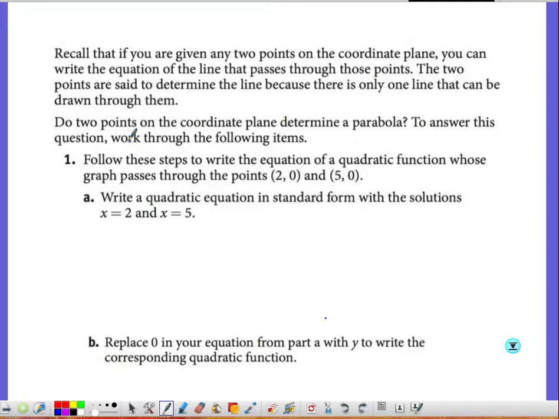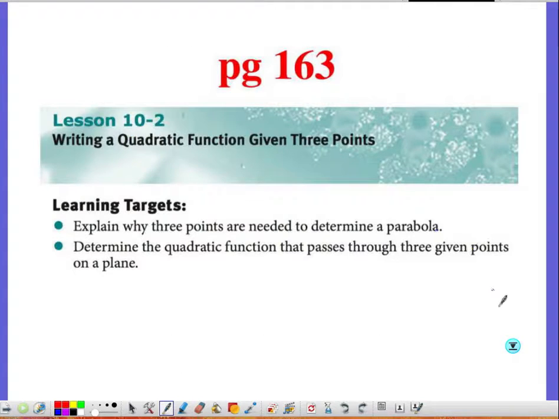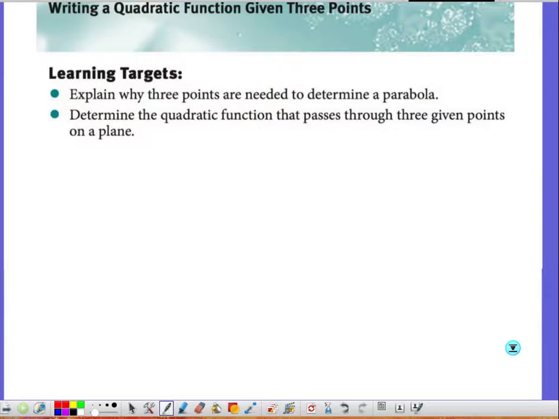Recall that if you are given any 2 points on the coordinate plane, you can write the equation of the line that passes through those 2 points. The 2 points are said to determine the line because there's only one line that can be drawn through them. So what that is saying is that if I have 2 points, how many lines can I draw that go through those 2 points? There's only one line that can go through those 2 points.